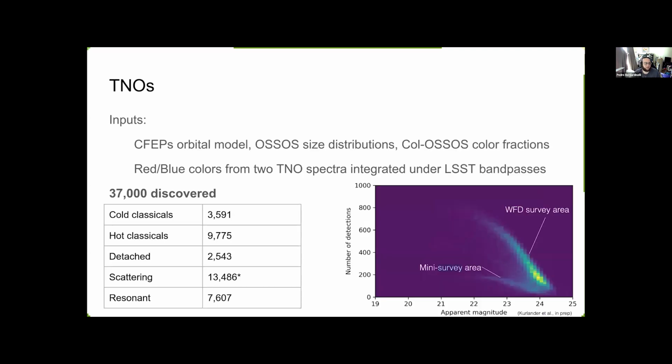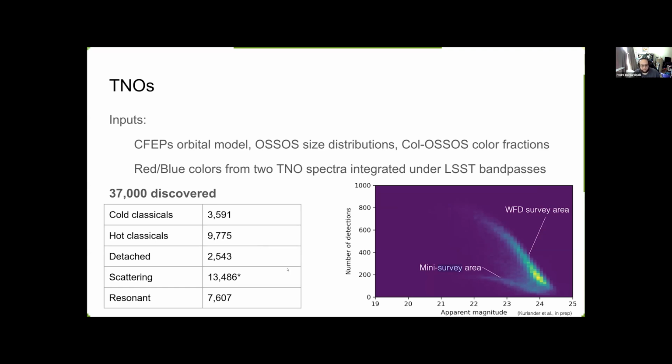For TNOs, we're using the CFEPS orbital model scaled to the OSSOS size distributions and the Colossus color fractions. So basically, once again, that's the latest and greatest out there. So these predictions are quite representative of what we expect the TNOs to look like. And we have something like 37,000 objects discovered across these dynamical classes. If you're a TNO person, I know you care about this. If you're not a TNO person, you can just ignore this number.